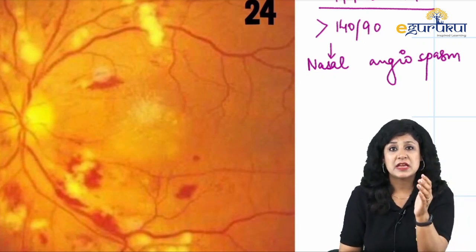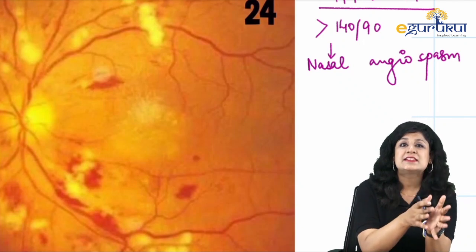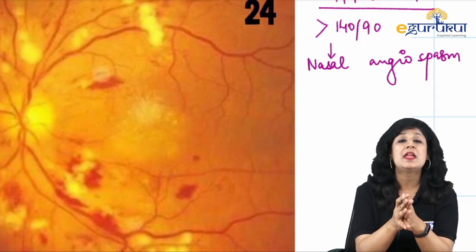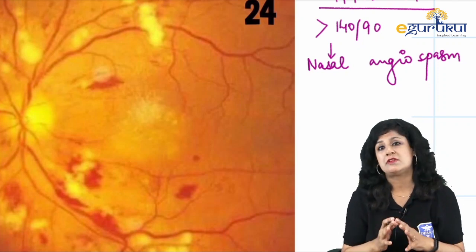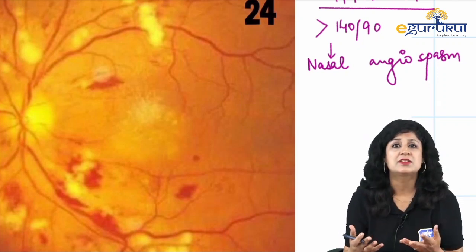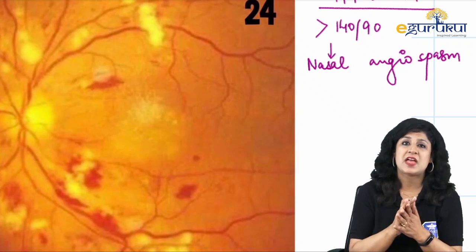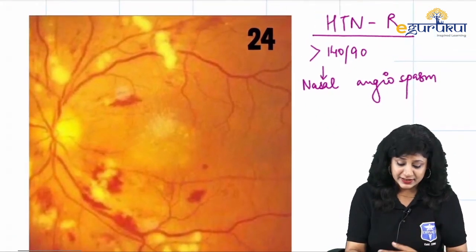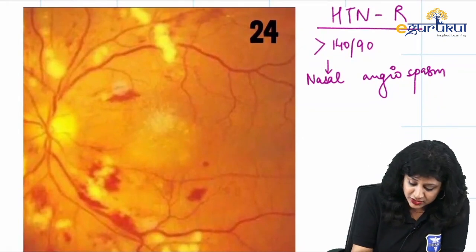So the first thing that we start getting is the nasal angiospasm, and this nasal angiospasm will be directly proportional to the severity of hypertension. The more the hypertension, the more the severity you are getting. And slowly and gradually you start getting changes in the fundus. So what are the changes that we get?